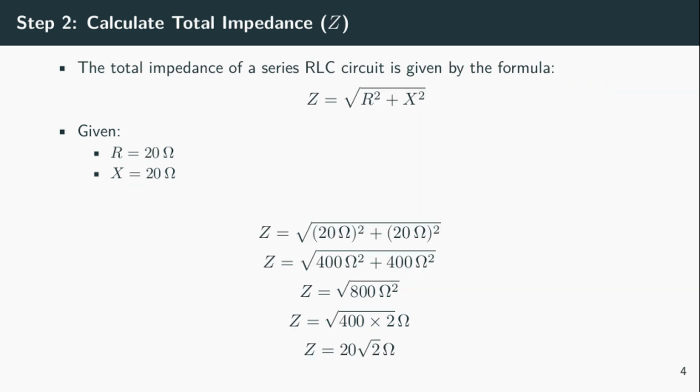Now step 2. Calculating the total impedance, which we denote as Z. The total impedance of a series RLC circuit is found using this formula. Z equals the square root of R squared plus X squared, where R is the resistance and X is the net reactance we just found. We are given R as 20 ohms and we calculated X as 20 ohms. So Z equals the square root of 20 ohms squared plus 20 ohms squared. That's the square root of 400 ohms squared plus 400 ohms squared, which equals the square root of 800 ohms squared. We can simplify the square root of 800 by saying it's the square root of 400 times 2. So Z equals 20 times the square root of 2 ohms.